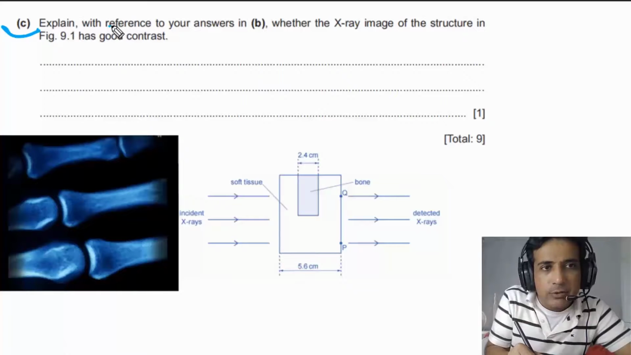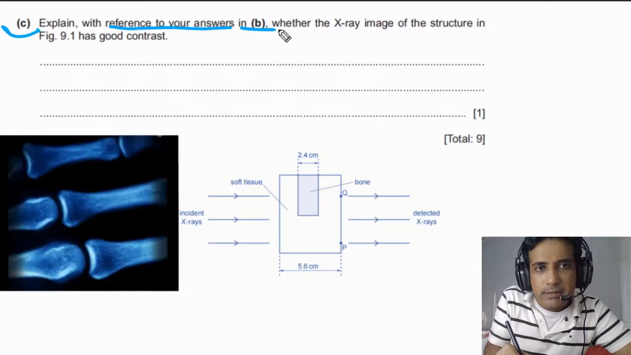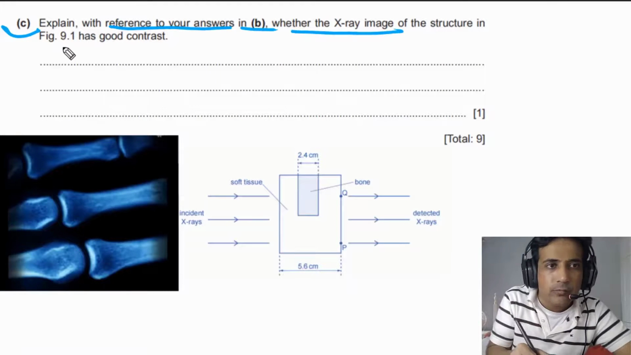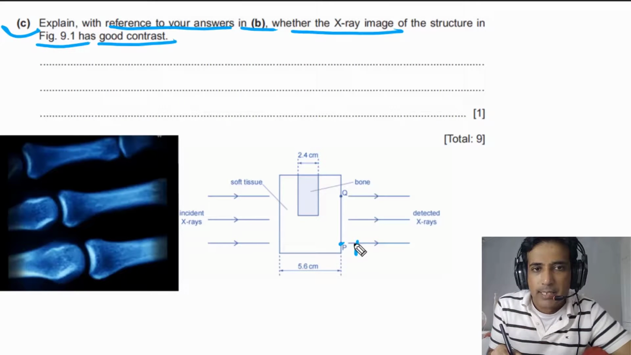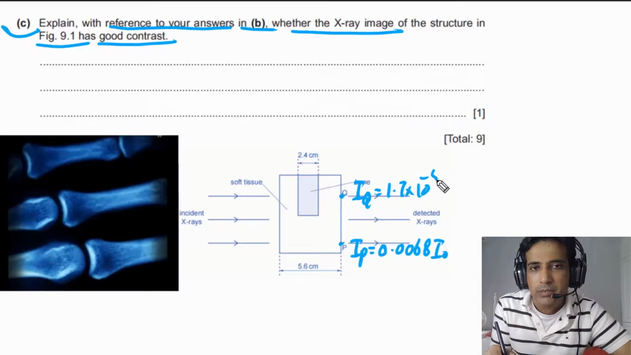For part C, we need to explain with reference to our answers in B whether the X-ray image of the structure in figure 9.1 has good contrast. In order to decide whether contrast is good or poor, we have to look at intensities. At point P, we have calculated intensity that was equal to 0.0068 times I naught. We have also calculated intensity at point Q. Intensity at point Q was equal to 1.7 times 10 to negative 5 times I naught.